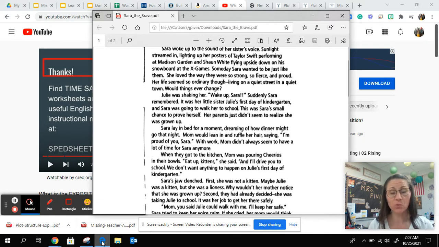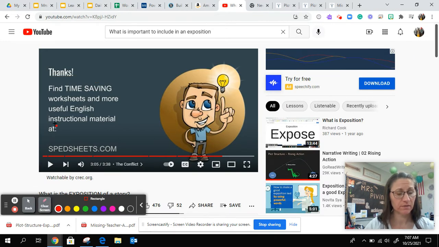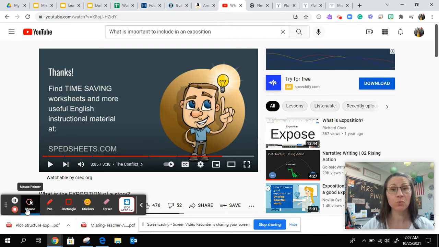But for today, we're really just focusing on setting the stage with the exposition. So you want to think about what is happening in your story, and you want to think about how you're introducing the backdrop.